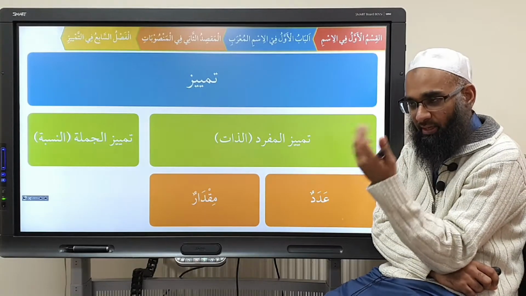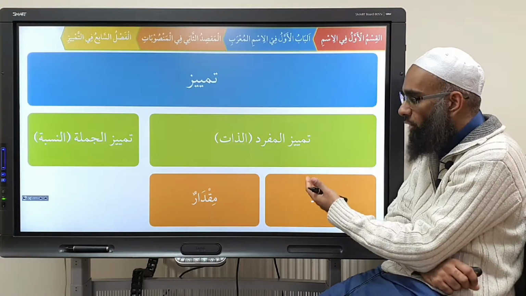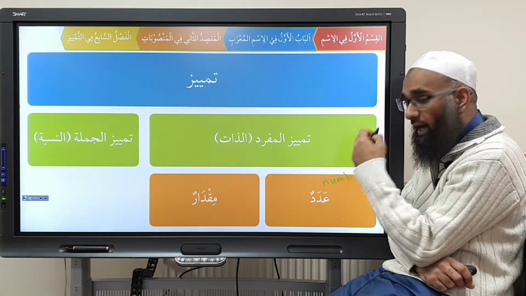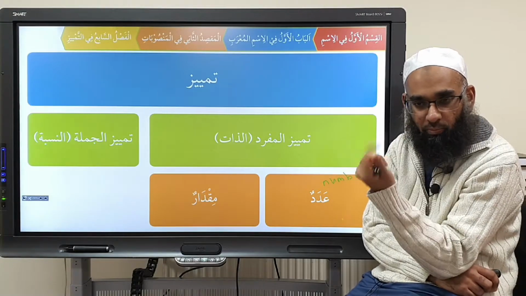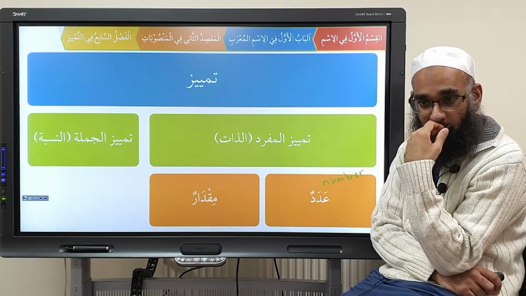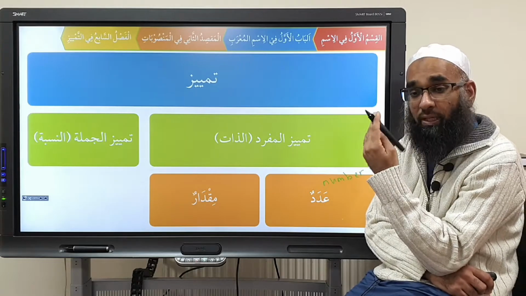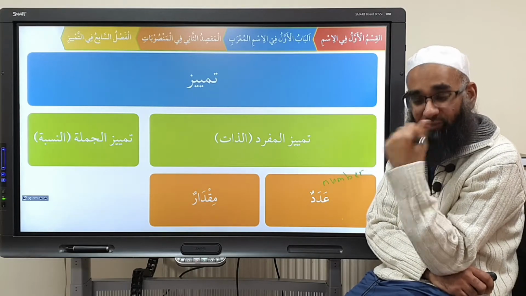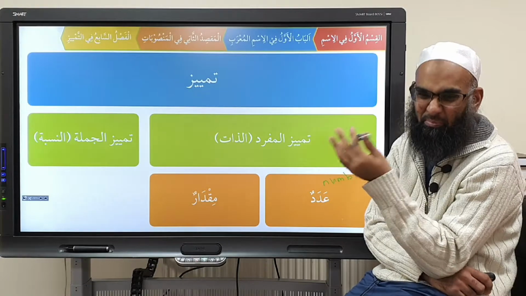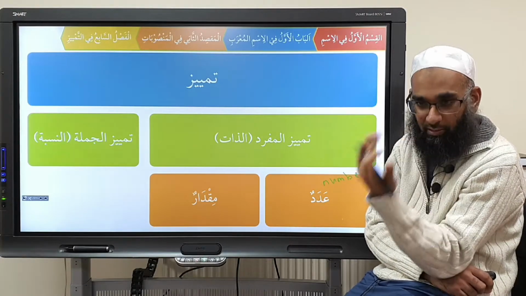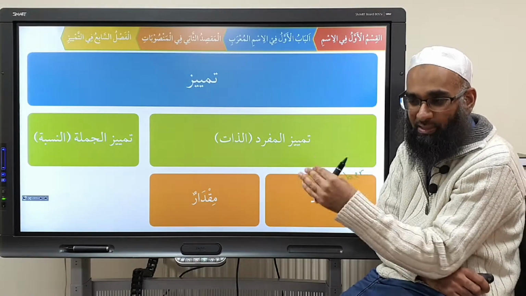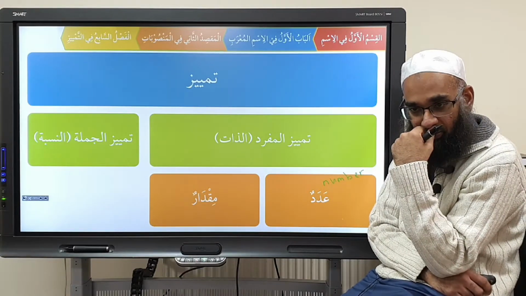Sometimes you have a scenario, a sentence in which there is an adad or a miqdar. What does adad mean? Number. I have 15. 15 what? So this adad is mubham, vague and ambiguous, unclear. I have 2 kilos of what? I have 3 liters of what? I have 2 acres. Obviously, if I say acres, you probably think land, but you still need clarification. Correct? So if you have an adad, a number, or any type of measurement, the word after it becomes a tamyiz. Make sense?